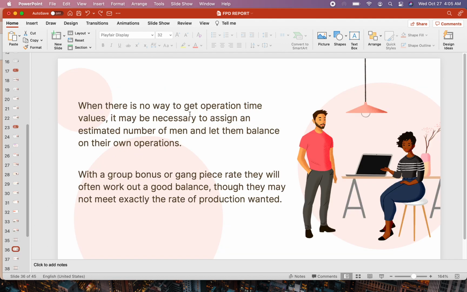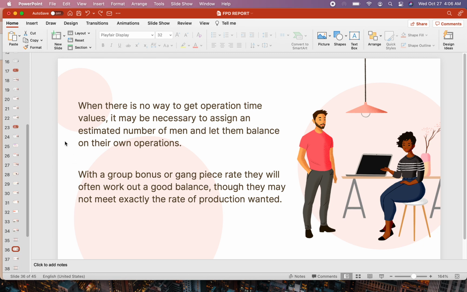When there's no way to get operating time values, it may be necessary to assign an estimated number of men and let them balance their own operations. With a group bonus or gang piece rate, they will often work out a balance, though they may not exactly meet the rate of production wanted.